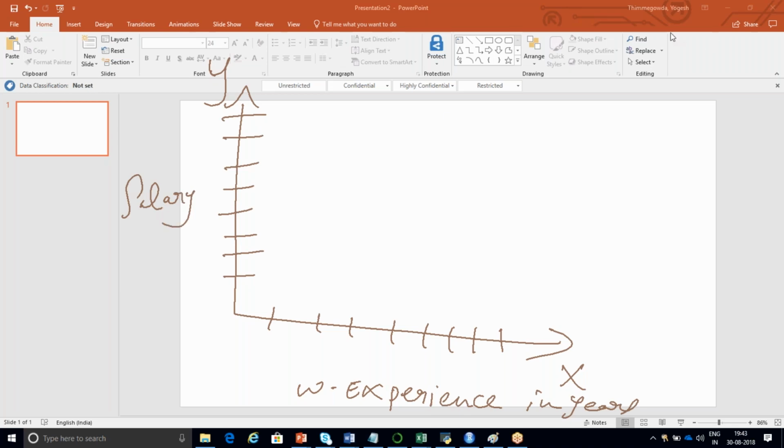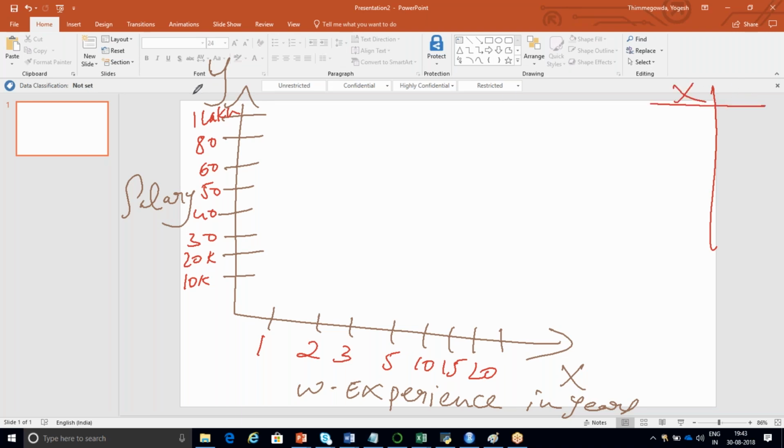Now, if you have 1 year of experience here, 2 years, 3 years, 5 years, 10 years, 15 years, 20 years, like this. And for your salary, I'll start from 10K, 20K, 30K, 40, 50, 60, 80, 1 lakh, for example. So this is your work experience in years, that is your x-axis, and the y-axis is your salary.